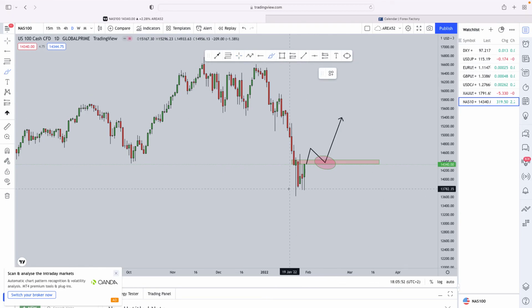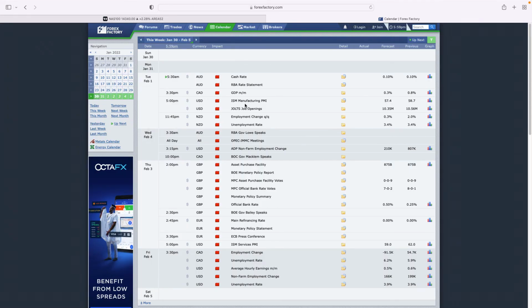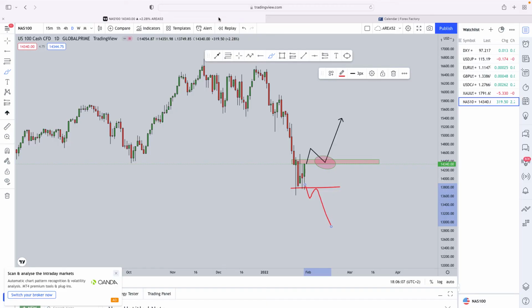Alternatively, if the market wants to go down, which I don't think it will this week, then we can expect the market to continue lower. However, one thing to keep in mind this week would be the PMI data, and also the NFP data for the US dollar, because that's the most important data that we'll be looking out for this week.